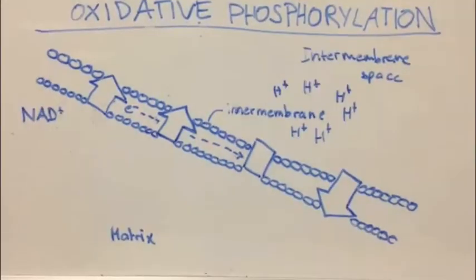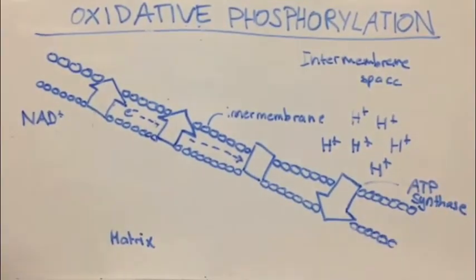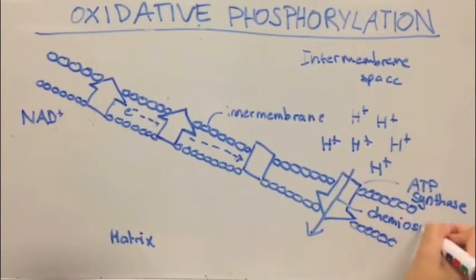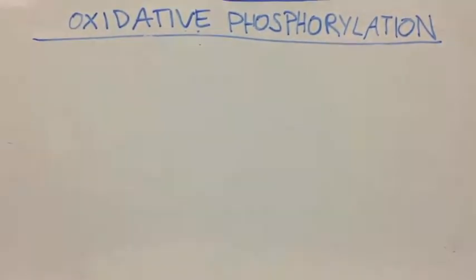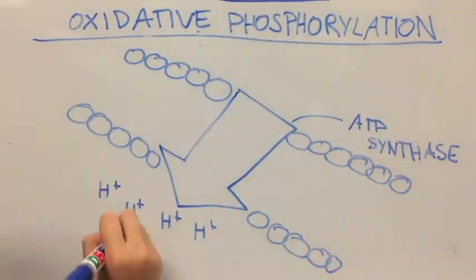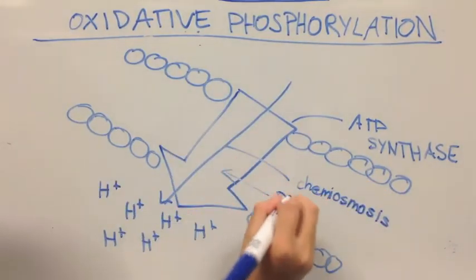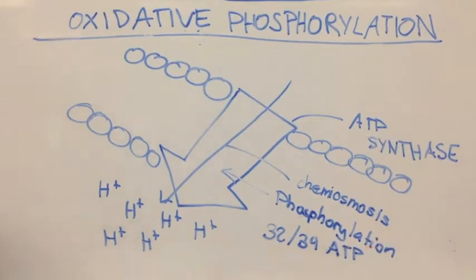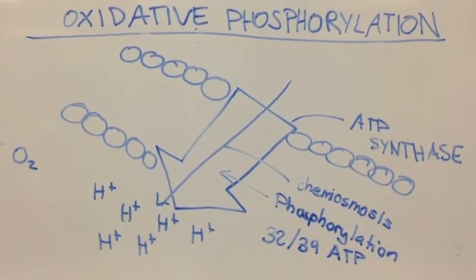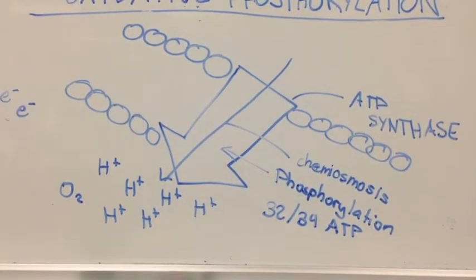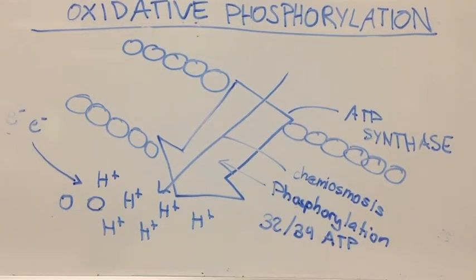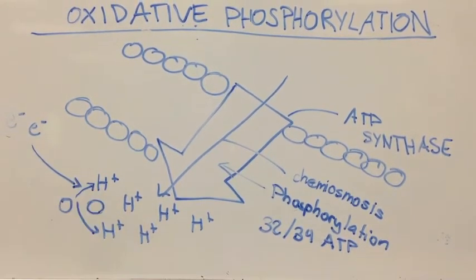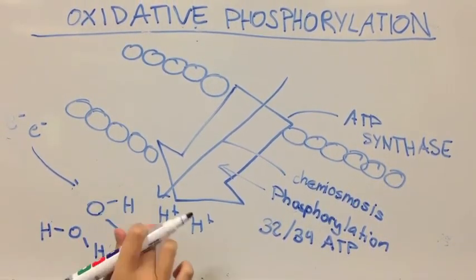The hydrogen ions travel until they find an ATP synthase. They go through chemiosmosis, traveling back to the matrix. Let's zoom in. Chemiosmosis powers phosphorylation, forming 32 or 34 ATPs. Hydrogen's friend oxygen comes along, and the electrons come rushing late, making the oxygen molecule split in two. Finally, the oxygen and the hydrogens bond to form water.